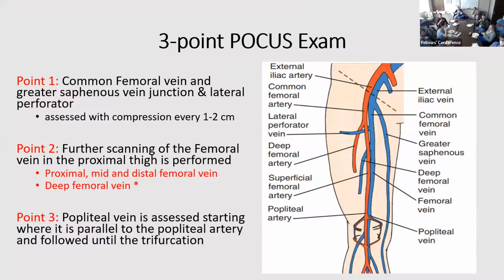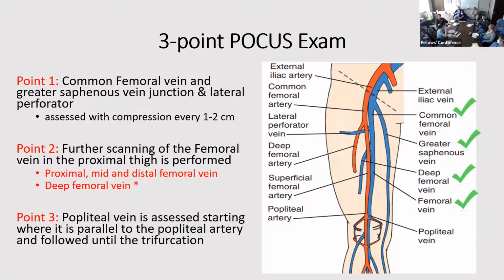For those of you that did the ultrasound with me earlier this year, we taught you the 3-point exam. So let's go through what that looks like. Again, you start with the common femoral, you get the greater saphenous and the lateral perforator, but you're going to go to the deep femoral as far as you can, and the femoral vein as far as you can. For those of you that did that DVT session with me, what technique can we use to better visualize the deep femoral and femoral veins? You guys remember?